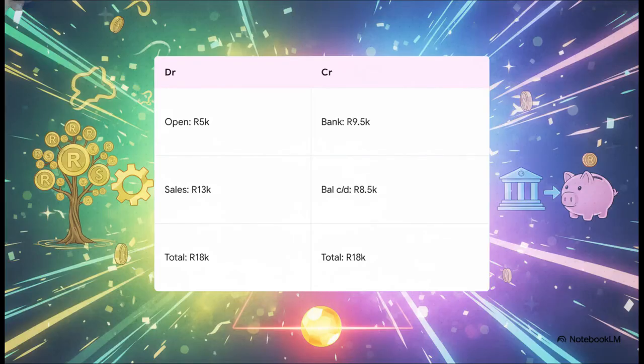Let's run through trade receivables to see this in action. On the left, the debit side, say we open with 5,000 Rand, add 13,000 in new sales, so that's 18,000 total owed to us. But wait, on the right credit side, a customer paid 9,500 into the bank. So comparing the 18 grand debit against the 9.5 grand credit, we've got a gap. To equalize both sides, we calculate a carry-down balance of exactly 8,500 Rand. And there it is. That is our true updated balance.